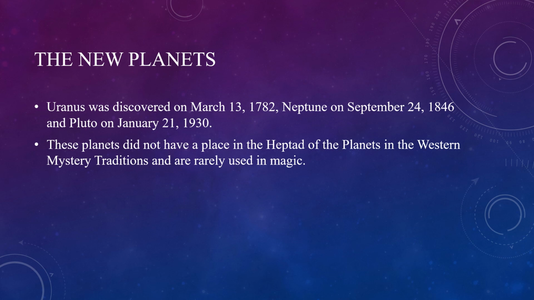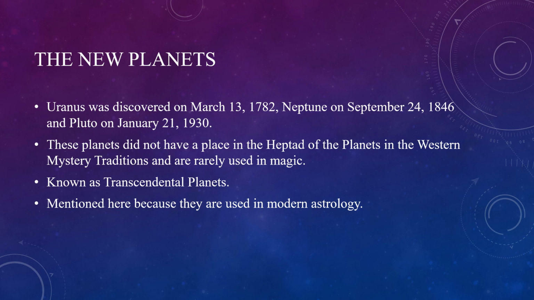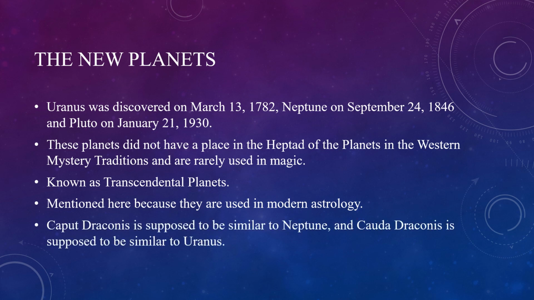Now, some traditions, since they have been discovered, have started to include them more, and they are certainly included in modern astrology. But in the classical workings and the workings of the Western mystery tradition, you won't find them as prevalent as you will the classical planets. They're also known as the transcendental planets because they take so long to move from one sign to another. And like I said, they're mentioned here because they are used in modern astrology, even though we don't make much use of them in Western mystery traditions. Caput Draconis was said to be similar to the energies of Neptune, and Cauda Draconis is supposed to be similar to the energies of Uranus.